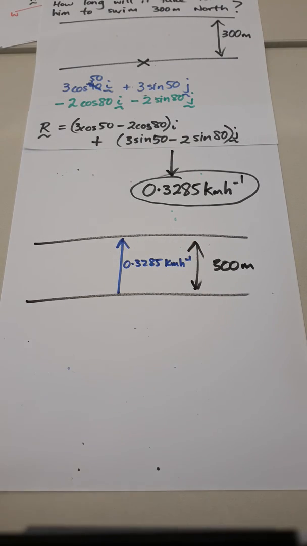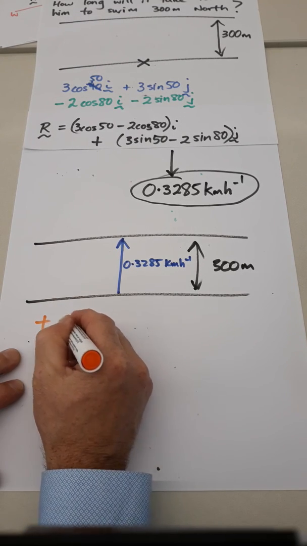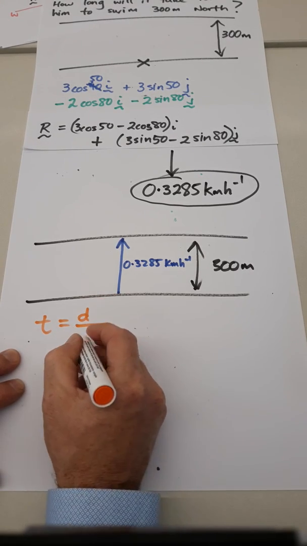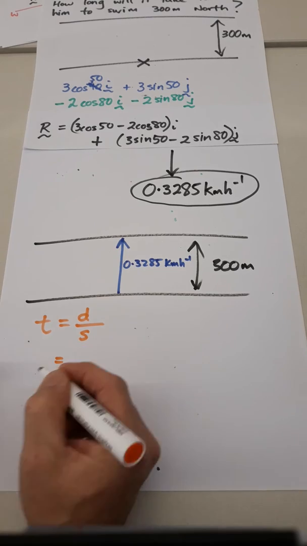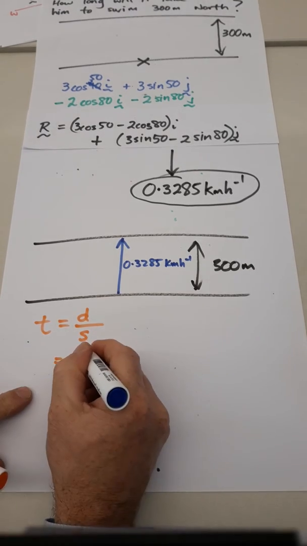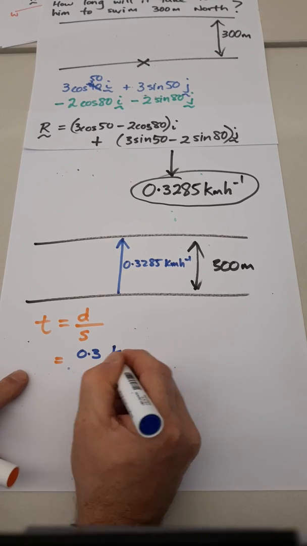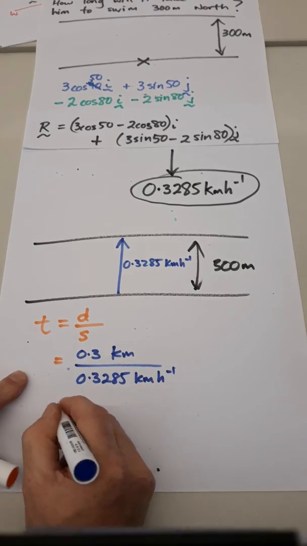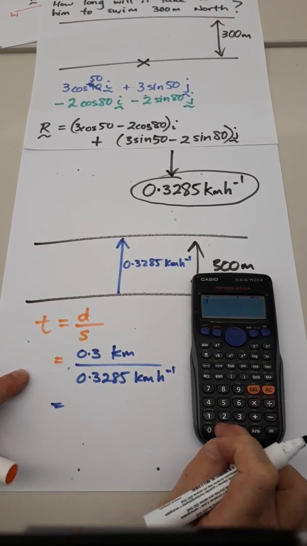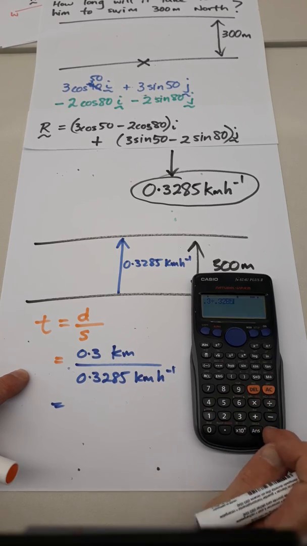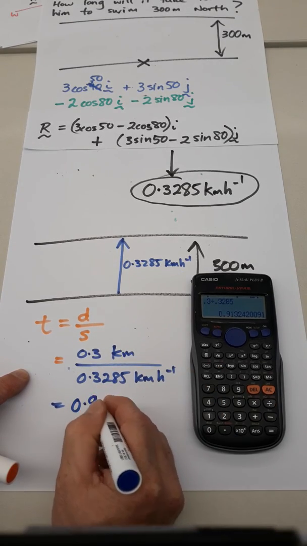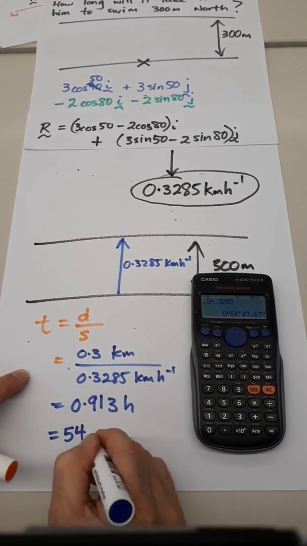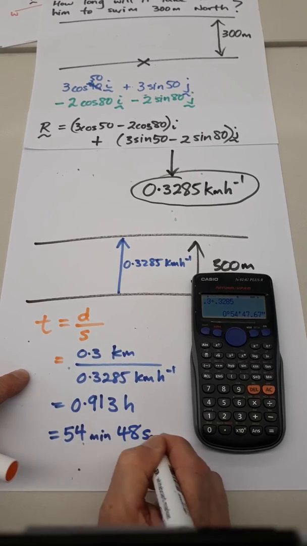So that's going to be straightforward now. Right? We want to find out the time it takes to cross. So time is distance on the speed. Let's do it all in kilometres. So it's 0.3 kilometres on 0.3285 kilometres per hour. The answer will come out in hours. 0.3 divided by 0.3285. It's 0.913 hours, which is 54 minutes and about 48 seconds.